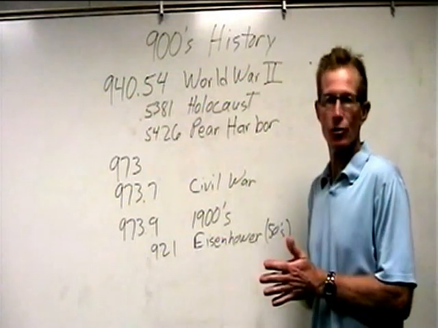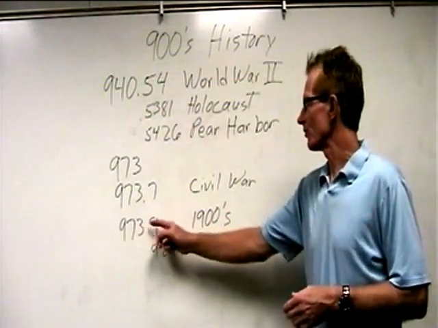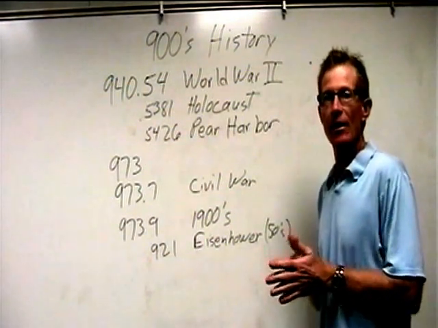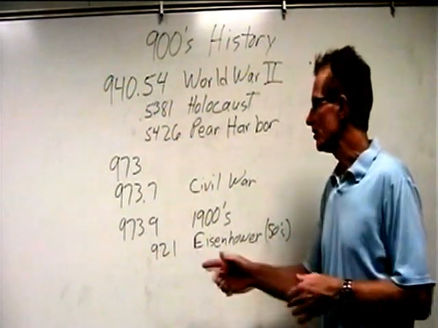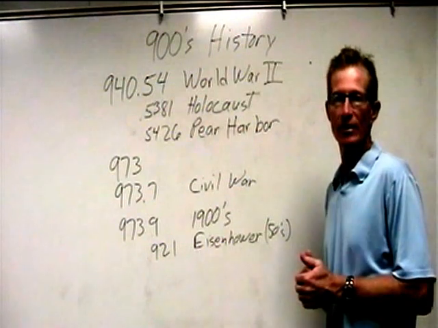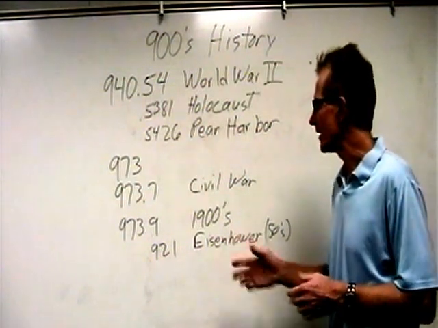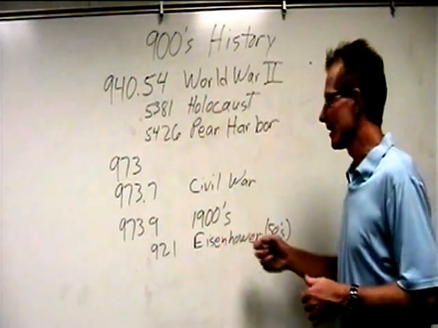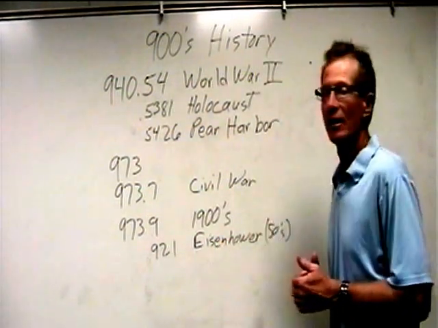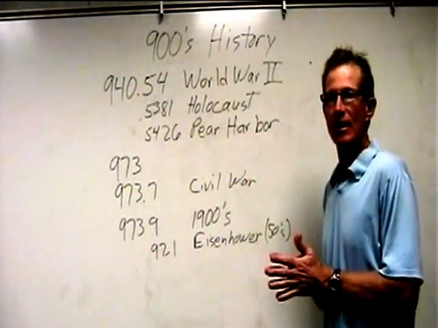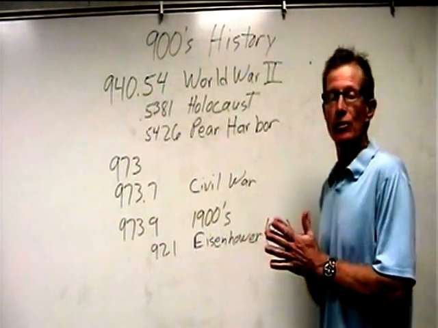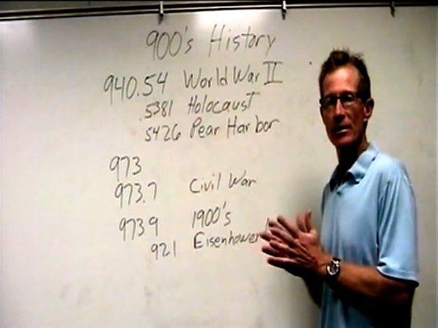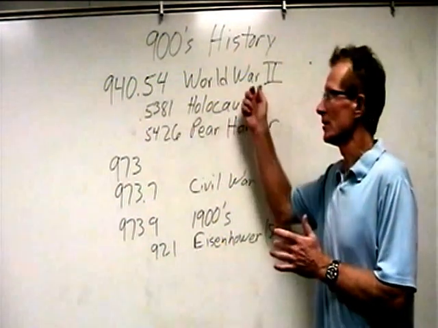When you get to the 20th century, that's 973.9. You may have all your books on the 20th century in that. But if you do have a large collection, then you can break it down further. And the way the Dewey Decimal does that is by administration. So for example, .921 is the Eisenhower administration, which is basically the 50s. So that is how you can use your Dewey Decimal numbers to best classify your books depending upon the size of your collection using the 900s.